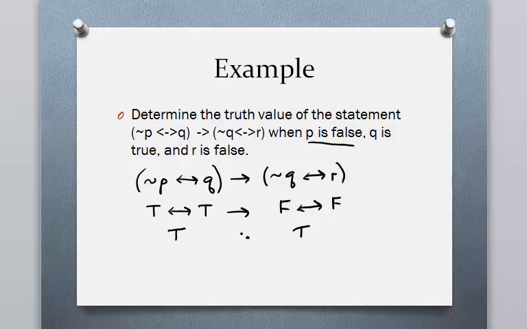And so finally, let's look at our inside operation. We're saying that if the first one is true, then the second one is true. We know that that is a true statement. So the truth value of this given statement is that it is true.